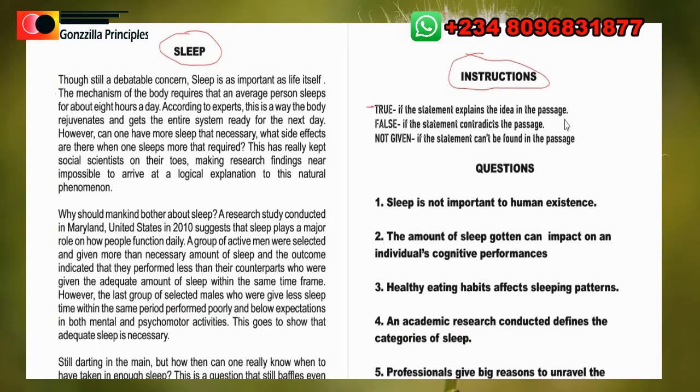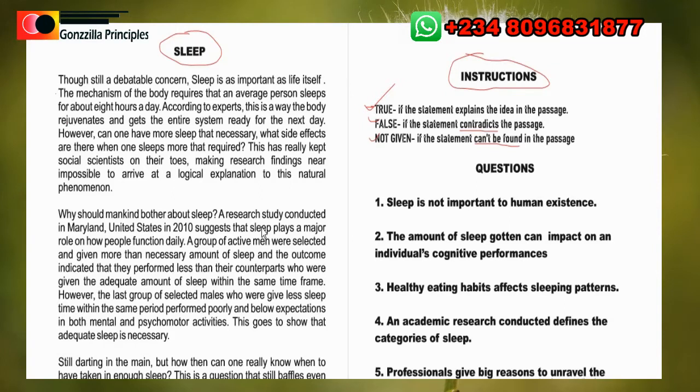If the statement explains the idea in the passage, you say it is true. When the statement here contradicts, the keyword here, contradicts, so the statement is false. And when the statement can't be found in the passage, then we say not given. So we have these three basic concepts in mind, and we need to work towards them.